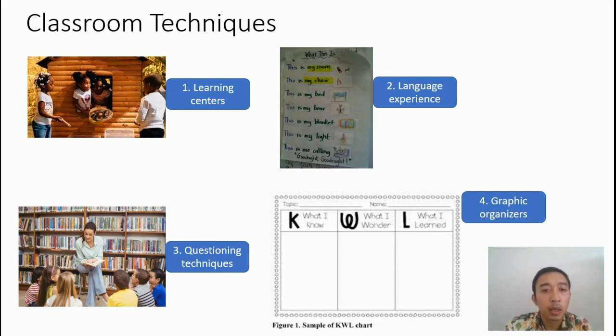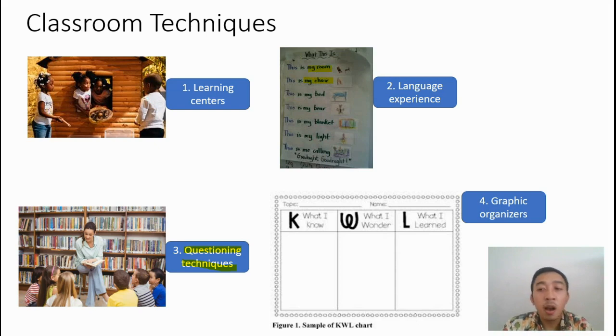The next one is questioning techniques, also important for the teachers to conduct, because in this case sometimes the students are quite passive in learning a foreign language. This is the teacher's role to question them, but remember the questions must encourage them to speak. Do not threaten the students. Okay, the good questions encourage without avoiding the pleasure.